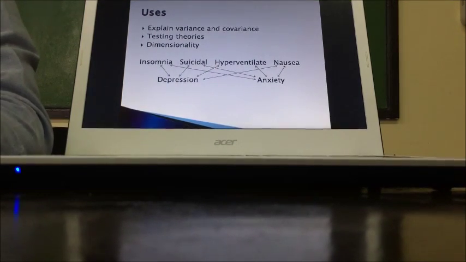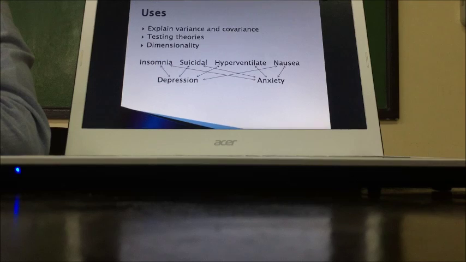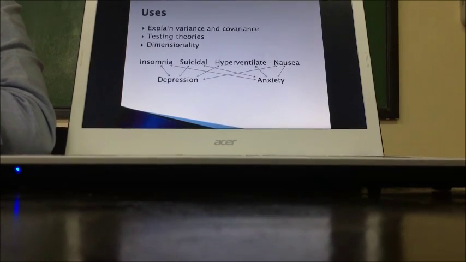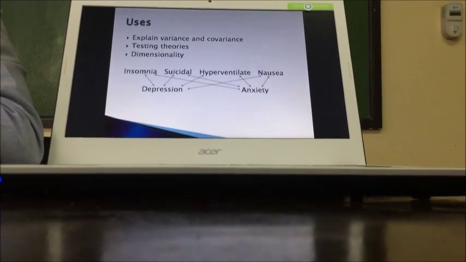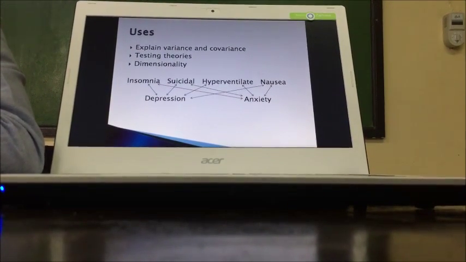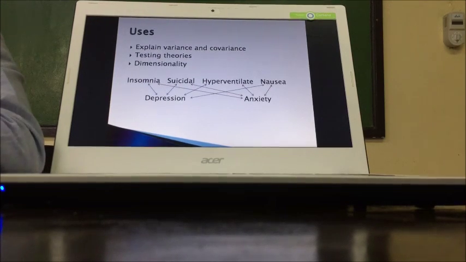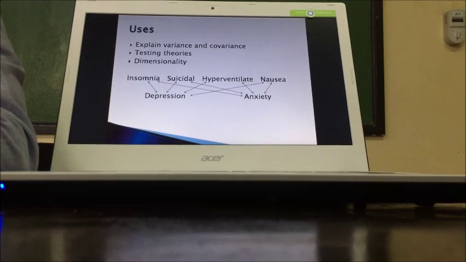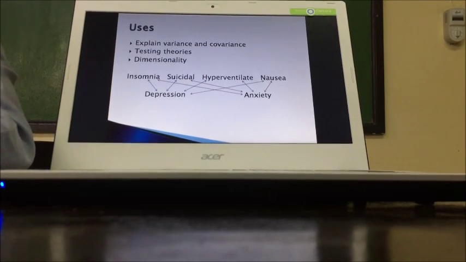The second use of factor analysis is in psychology, which is testing theories. In this example, you can see that depression and anxiety are two of the factors wherein people can have insomnia, suicidal thoughts, hyperventilation, or nausea.